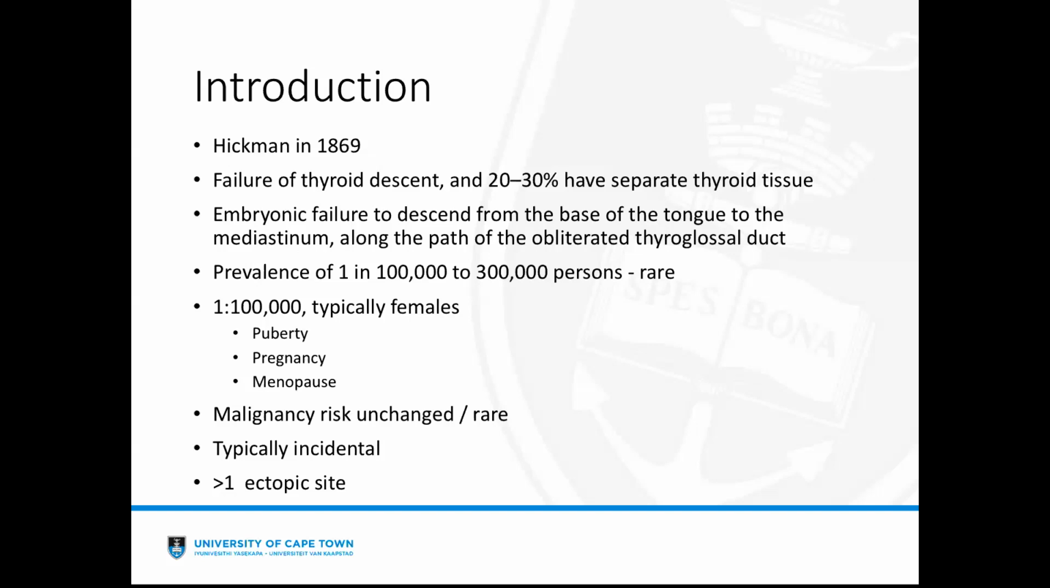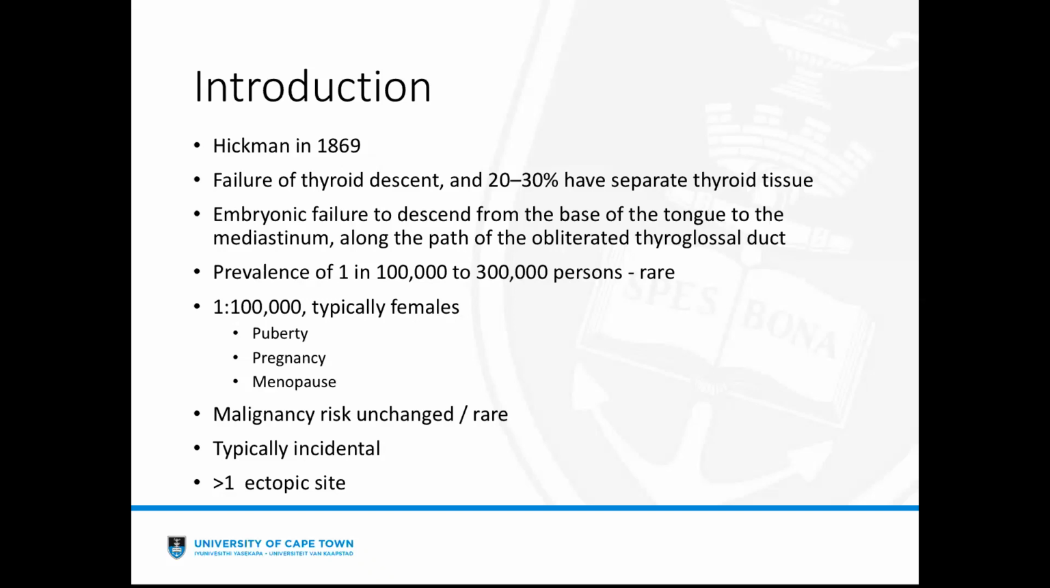It's due to embryonic failure of descent from the base of tongue to the mediastinum along the path of the obliterated thyroglossal duct, and the prevalence is extremely rare. It's reported at 1 in 100,000 to 300,000 persons. There's a female predominance, particularly during puberty, pregnancy, or menopause, when the plasma TSH level increases in the body, leading to hypertrophy of this ectopic tissue.